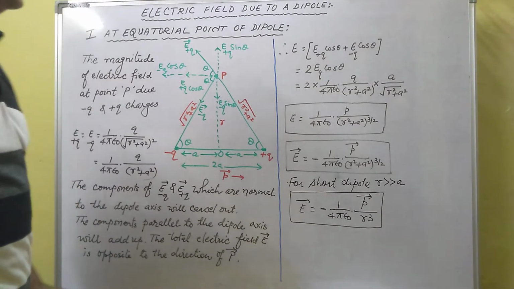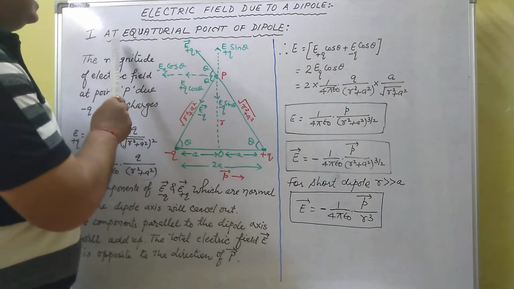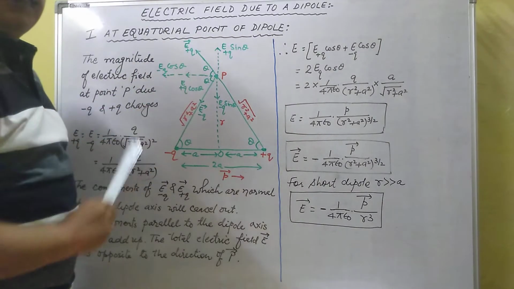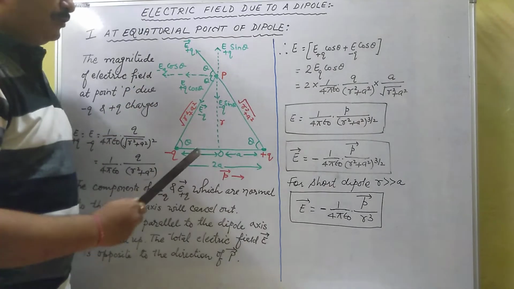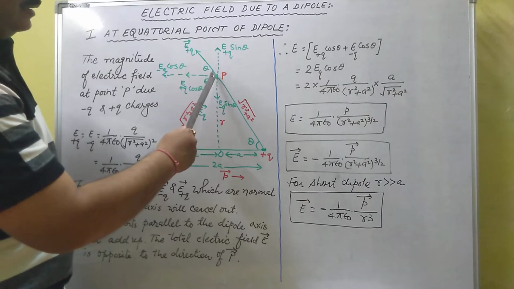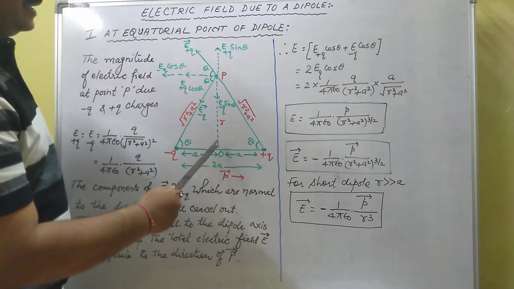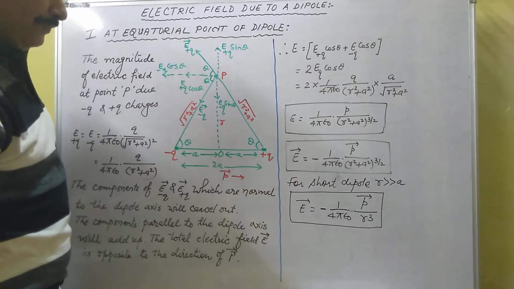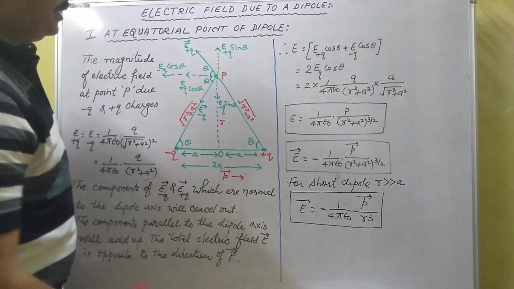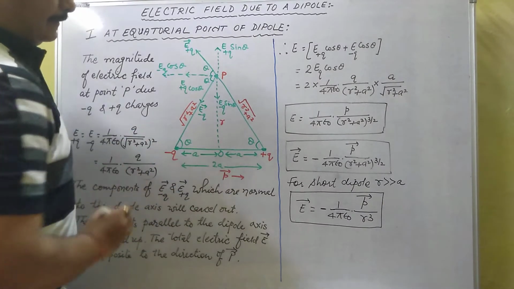Second part of the same topic: electric field due to a dipole at the equatorial point of the dipole. We have calculated in the previous one at the axial point. Equatorial means this one, right? At the perpendicular distance from the center. Any point on this line, we have taken point P. Now here you have taken point P at distance r from the center.